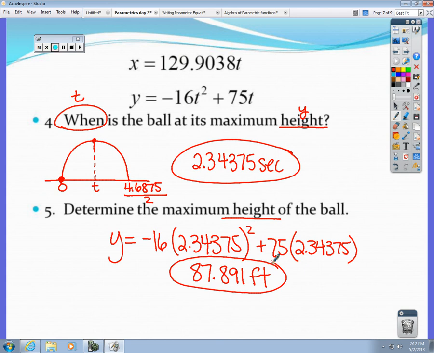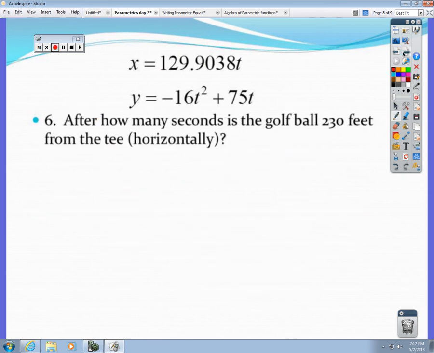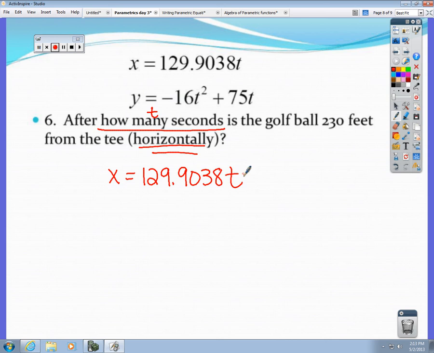Okay, again, anytime you're working with horizontals, you're looking at the x; vertical, you're looking at the y's. Okay, so number 6, after how many seconds, that means I'm looking for t, is the golf ball 230 feet from the tee horizontally? Horizontally means I need the x equation. So I'm going to start with the x equation. And if I'm looking for t, that means I need to substitute in for x. And my x value is the 230 feet. That's the horizontal distance that they gave me.